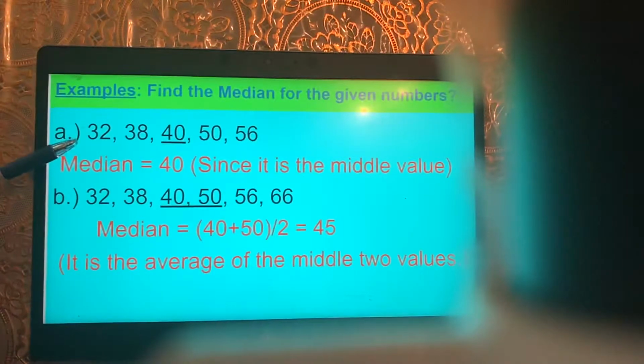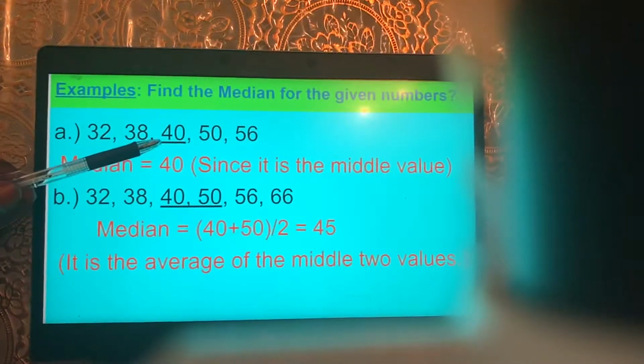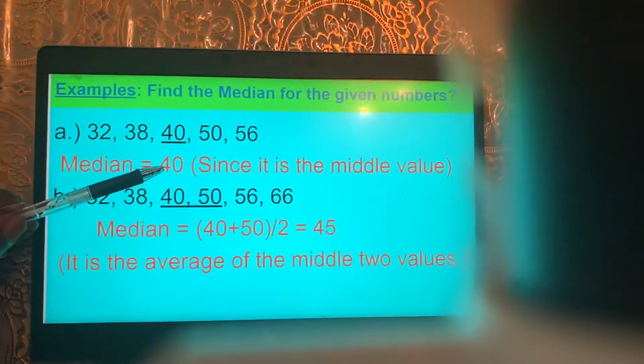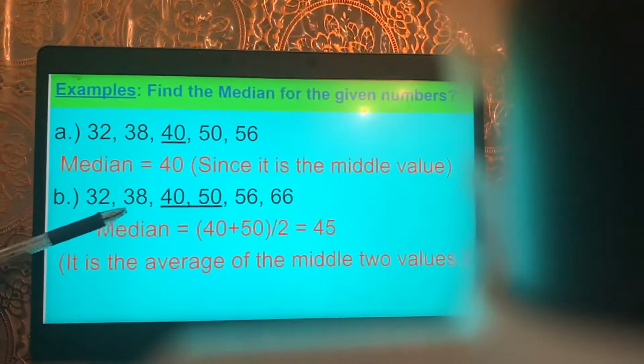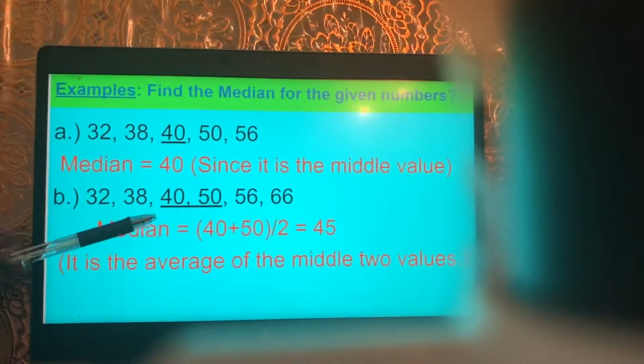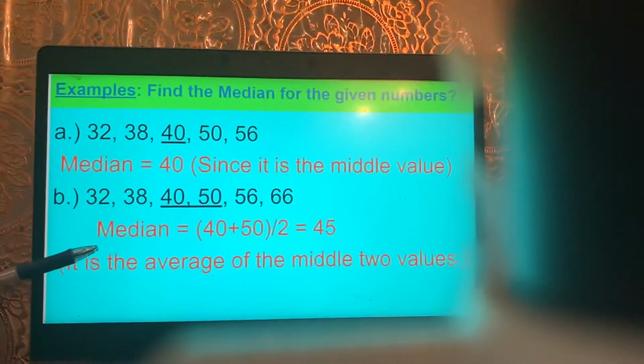For instance, these are 5 data values arranged in ascending order. The middle one is the third one, 40, so that would be the median. But if I have 6 values, since these 2 are in the middle, the average of the 2 would be our median. 40 plus 50 divided by 2 is 45. This is our median. So we need to know if the data set is odd or even. We have to identify that.